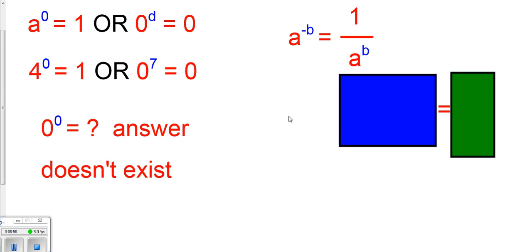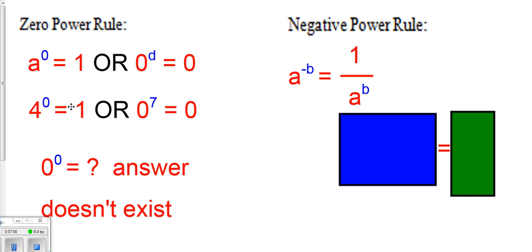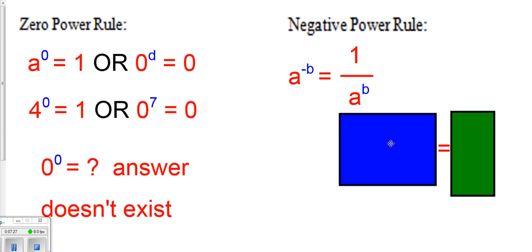Now the question might come up, what about if it's 0 to the 0th power? Would it be 1 or would it be 0? And the answer is, that answer does not exist. It's kind of like dividing by 0. If you were to take some number and try to divide it by 0, you'd get an error on your calculator screen because it's indeterminate. You can't do 0 divided by 0, or you can't do anything divided by 0. You also can't do 0 to the 0th power. That answer will not exist.